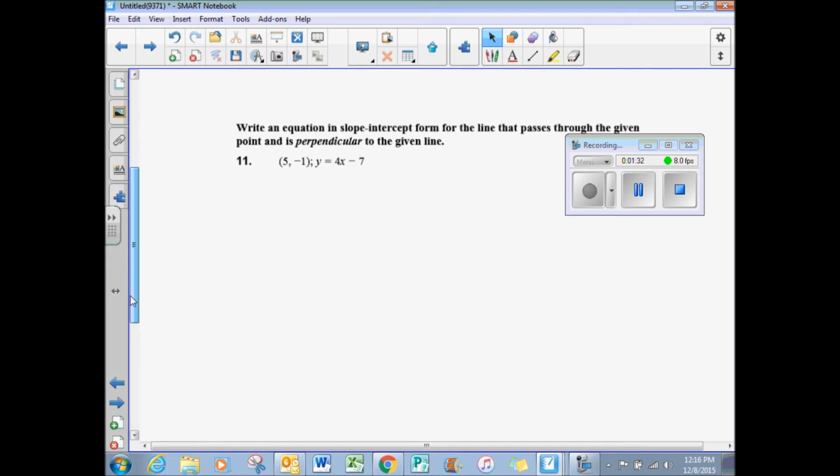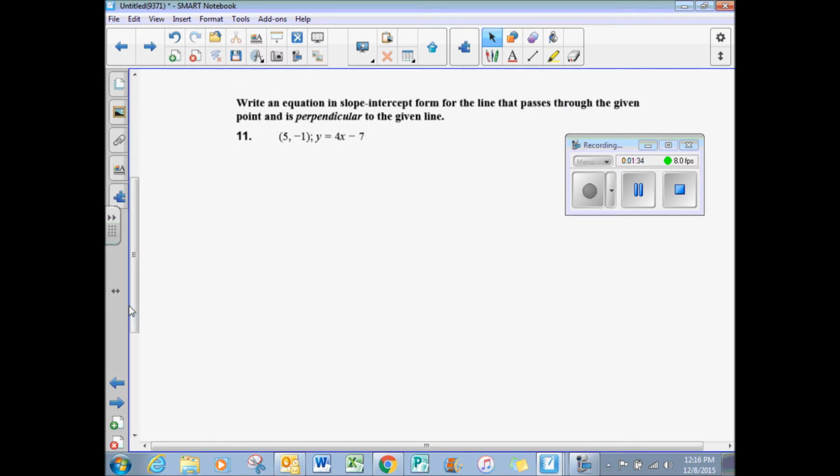Number 11 is exactly like 10, except we want it perpendicular. And we know if this slope is 4, then we know the perpendicular slope is going to be opposite reciprocal. Opposite of positive is negative, reciprocal of 4 is 1/4. So now I just need a line that goes through 5, negative 1, and has a slope of negative 1/4. Do you want to do it the same way we just did, or do you want to do it by finding the b the other way?